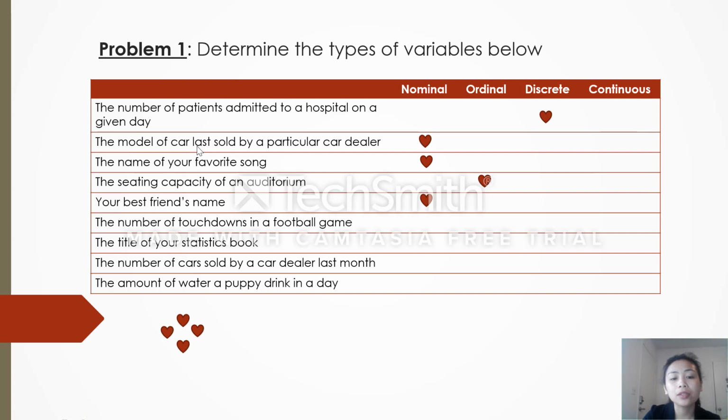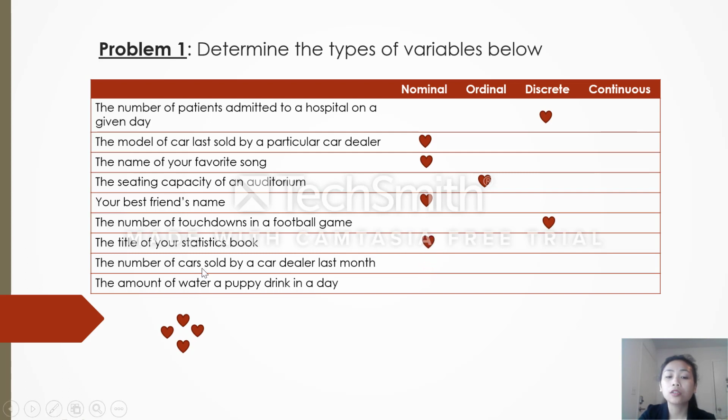The number of touchdowns in a football game. Here the number of touchdowns can be either 0, 1, 2, 3. So those are whole numbers. So this is an example of discrete variables. The title of your statistics book. For example, you love Elementary Statistics or Introduction to Statistics or Multivariable Statistics. The title of your statistics book does not have order, and it should be qualitative, so this is nominal.